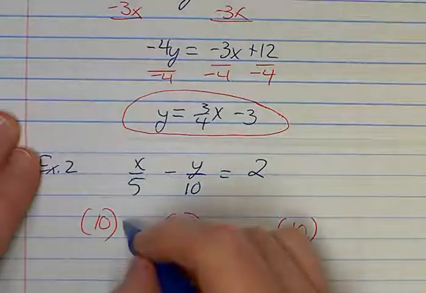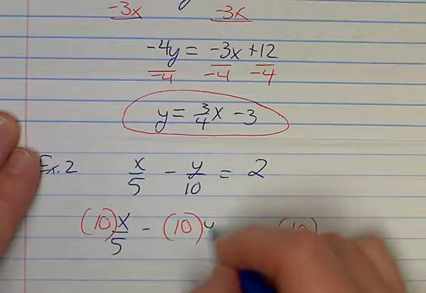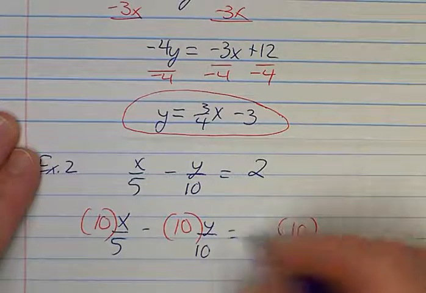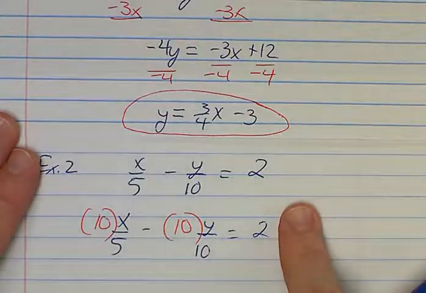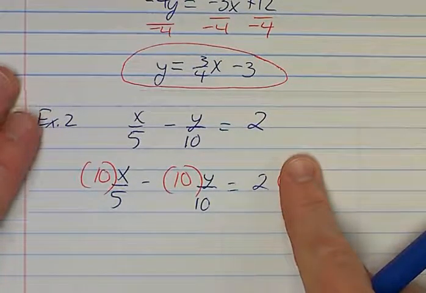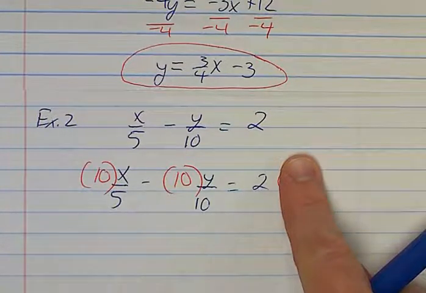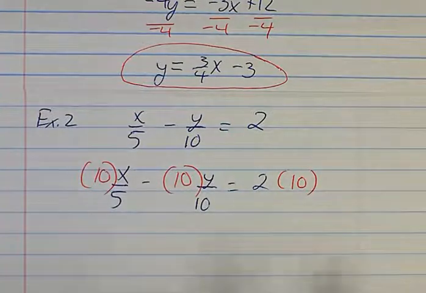So this x over 5, you're going to multiply it by 10. Minus, we're going to do 10 times y over 10. Equals, and then 2 times 10. Now, some people forgot to multiply the number on the right side by 10. And again, that was where showing the work helped a lot of people out, because I called it, you lost 1 or 2 points off that problem. But a lot of people multiplied everything.